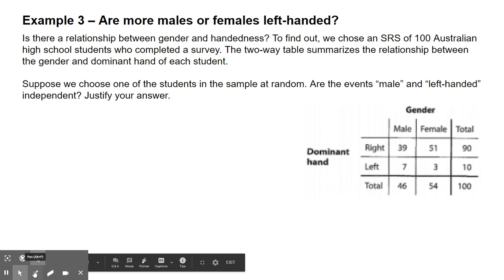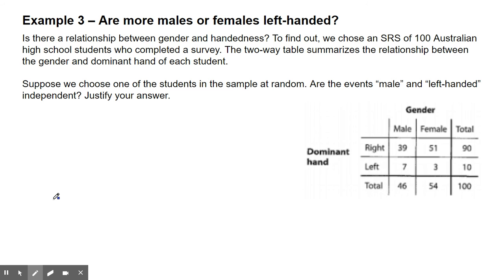Okay, so this example, it says, is there a relationship between gender and handedness? To find out, we chose an SRS of 100 Australian high school students who completed a survey. The two-way table summarizes the relationship between the gender and dominant hand of each student. Suppose we choose one of the students in the sample at random. Are the events male and left-handed independent? Justify your answer.